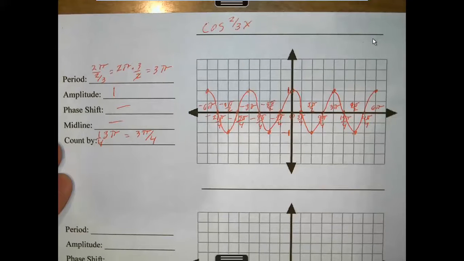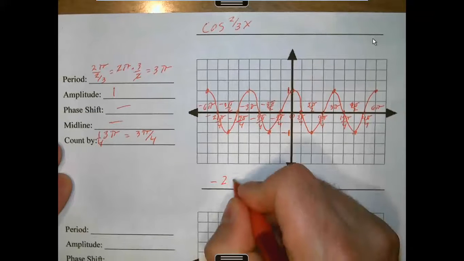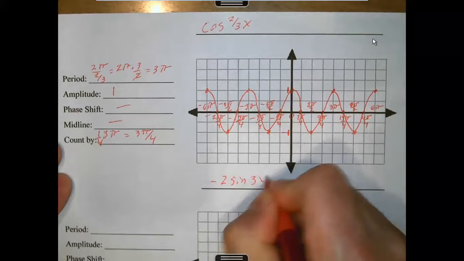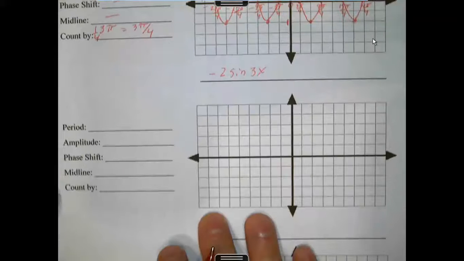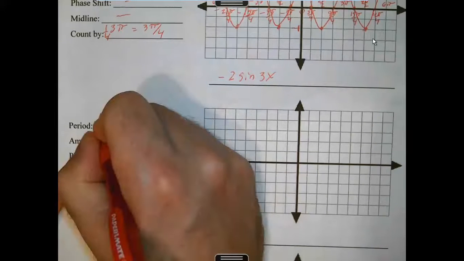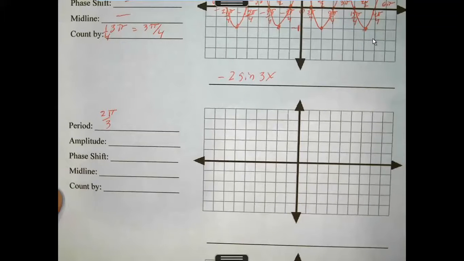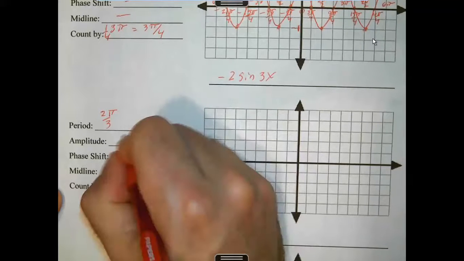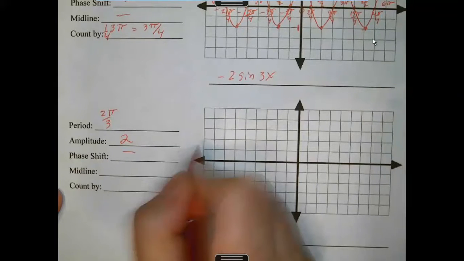Let's do another one. We have negative 2 sine of 3x. So negative 2 sine of 3x. My period is 2 pi over b, so it's 2 pi over 3. My amplitude, remember, is always positive, so my amplitude is 2. My phase shift, I haven't showed you phase shift yet. We don't have a midline shift. I'll show you that later.